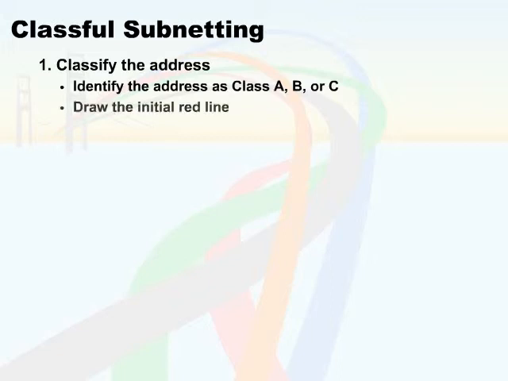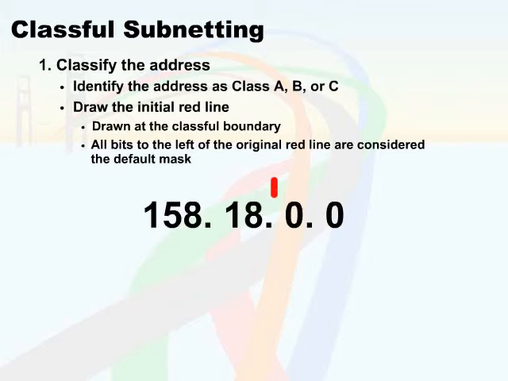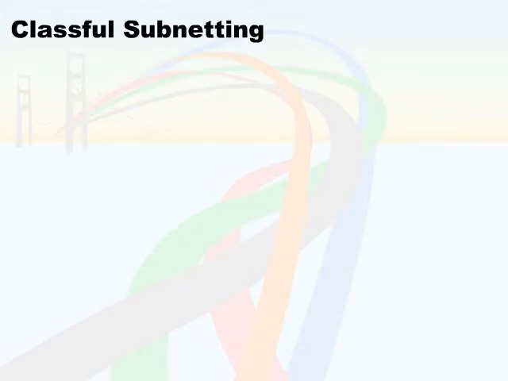Then you'll need to draw the initial red line. The initial red line is drawn at the classful boundary, and it identifies the starting point for our subnetting procedure. Of course, all the bits to the left of the original red line position are going to be considered the default mask. So if you use a Class B address, you'll need to draw the red line right after the second octet, right after 16 bits. The first 16 bits then are going to be the network. All network bits are always identified as ones, which makes my mask 255.255.0.0.